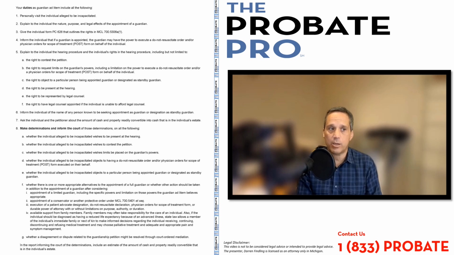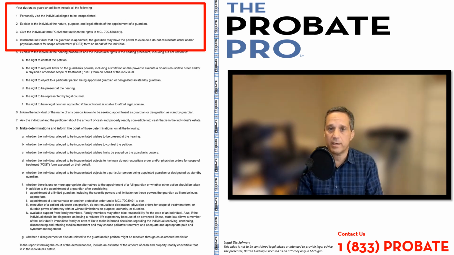On the back of the document, this is the identification or description of the various statutory responsibilities that exist for a guardian ad litem. One, that they're doing a personal visit, that they've explained the nature, purpose, and legal effect of the appointment of a guardian. They've given the form PC 626, which is the notice of rights. This is a full description of the rights. So instead of just verbally expressing by the guardian ad litem to the alleged incapacitated individual the rights that they have as it relates to the guardianship proceeding, they are left with a document.